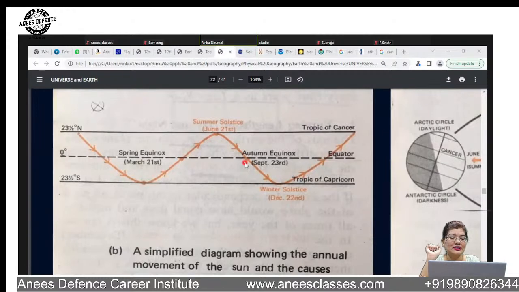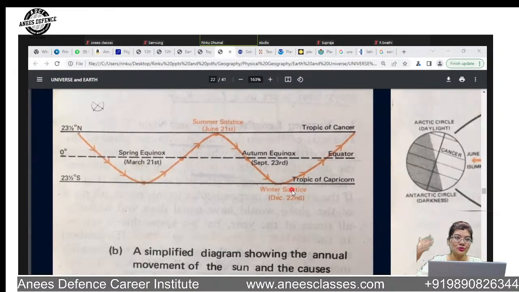The sun reaches the equator on September 23rd, which is termed the autumnal equinox. Then the sun continues its motion downwards, and finally, when it is overhead the Tropic of Capricorn on 22nd December, we call that the winter solstice for the northern hemisphere. So once again, this is the track of the sun in a calendar year from March 21st to December 22nd.